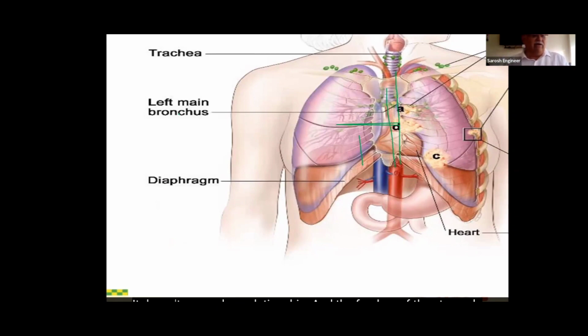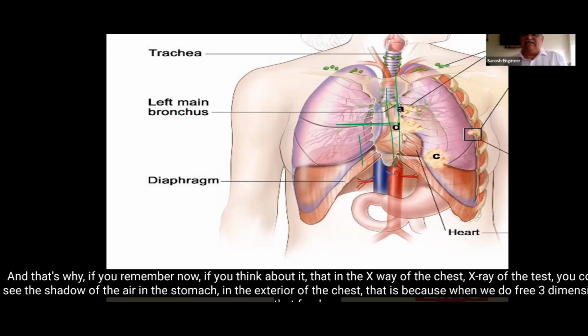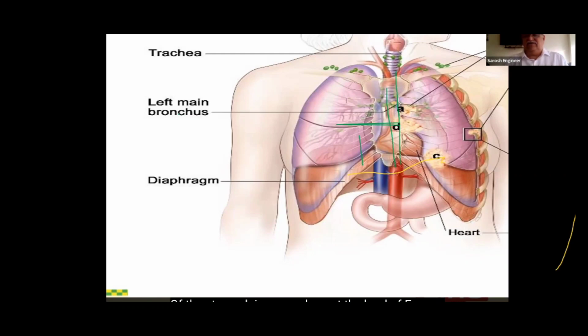And that's why, if you think about it, in the X-ray of the chest, you could see the shadow of the air in the stomach in the X-ray of the chest. That is because when we do three-dimensional, that fundus of the stomach is somewhere at the level of here.